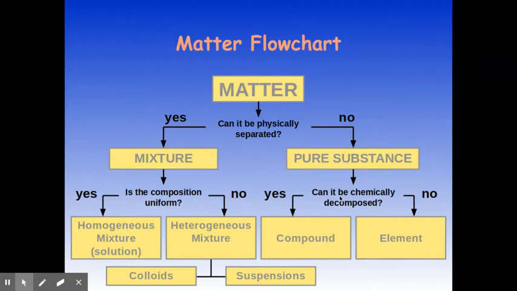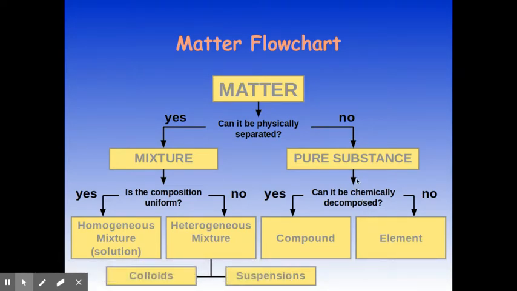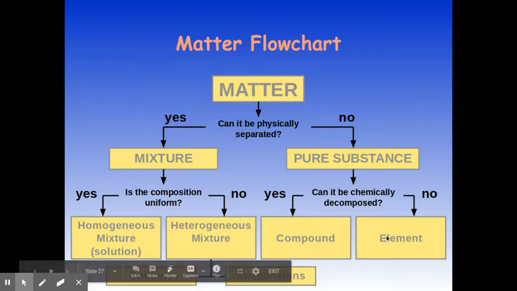So, what are pure substances? Pure substances have specific chemical compositions. Two types here: you have elements and you have compounds.